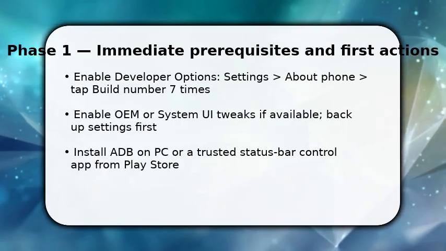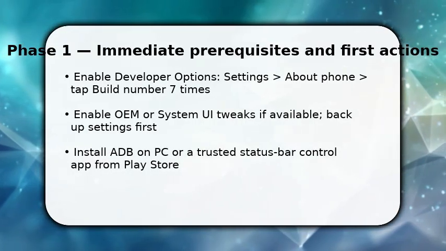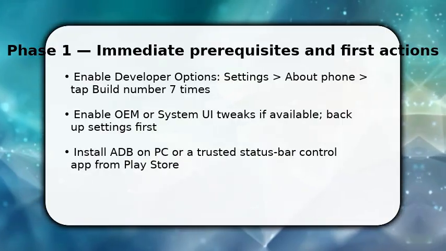You start by enabling the tools you'll need. Turn on developer options now and enable USB debugging. This gives you a direct bridge to system UI changes.